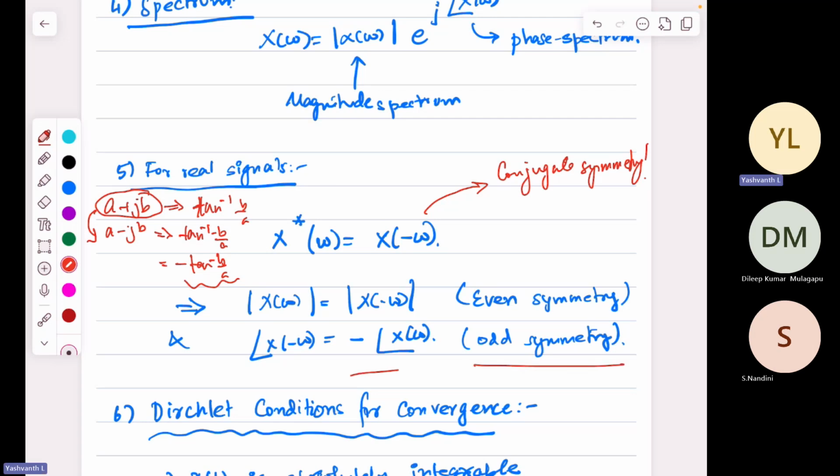Basically, if you take the phase spectrum of your signal x of t, it will follow an odd symmetry, namely that angle of x of minus omega will be equal to minus the angle of x of omega. This is called the odd symmetric nature of your phase spectrum.